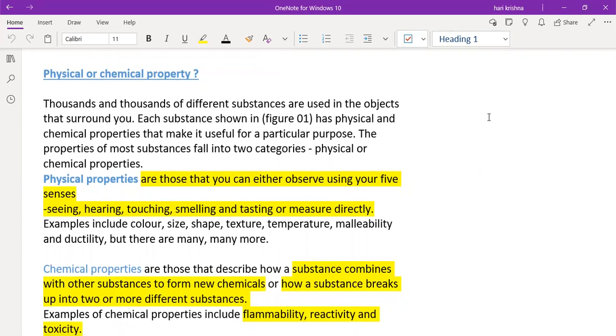I think I have given some homework for you also. Find out the physical properties and the chemical properties or the examples. Okay, what about the remaining? Lohini? What about Lohini and Sri Harsha?